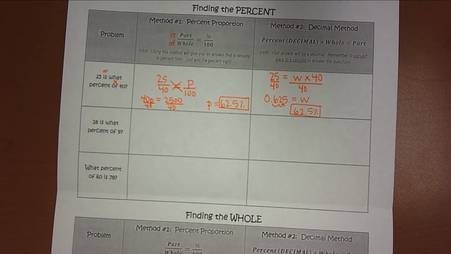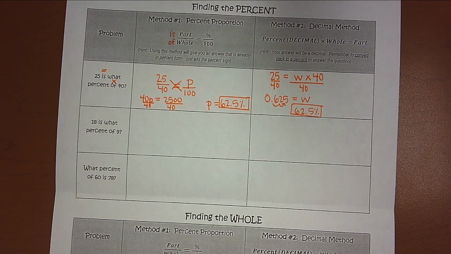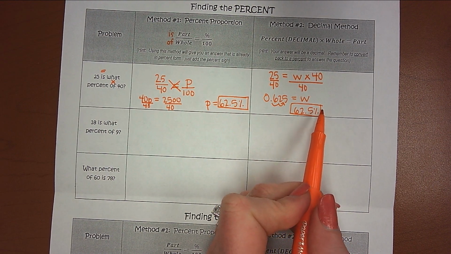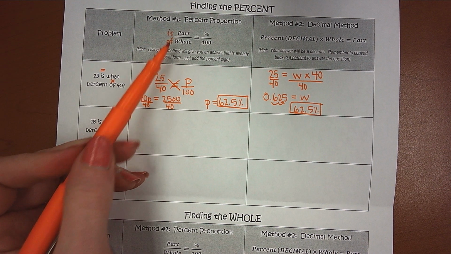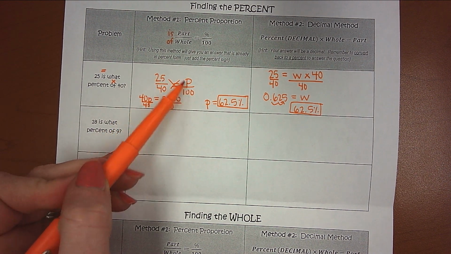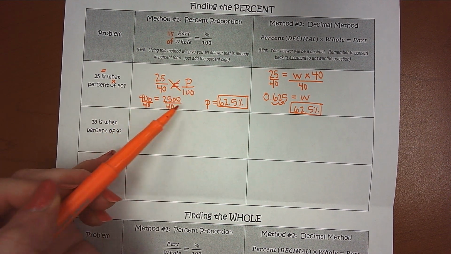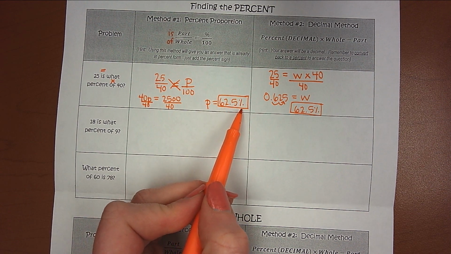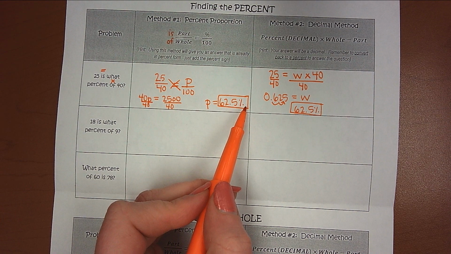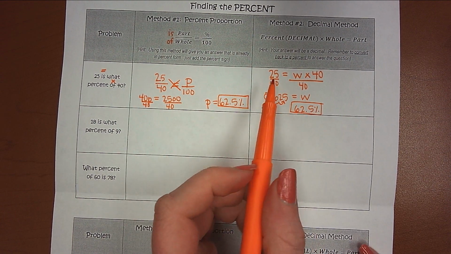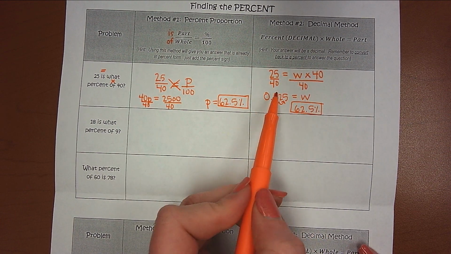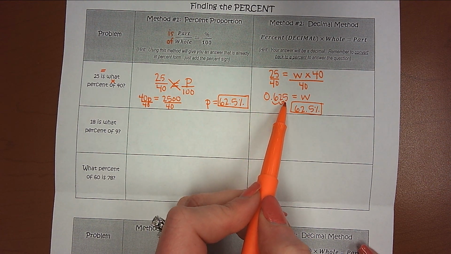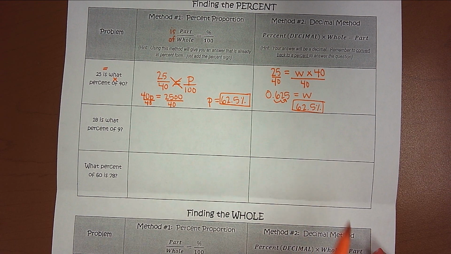So you have 2 different methods to pick from here. We've got the percent proportion and we've got the decimal method. Both ways have pros and cons. The percent proportion, we have to set up 2 fractions that are equal to one another and divide, but then when we get our percent, it's already written as a percentage and we just have to add the percent sign. With the decimal method, using words sometimes is a little bit quicker, but then we have to remember at the end to convert our decimal to a percentage by moving the decimal 2 places to the right.